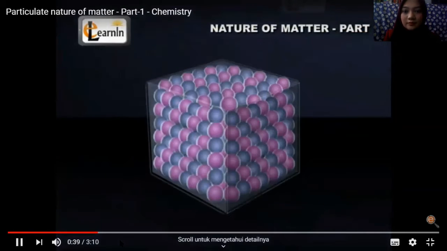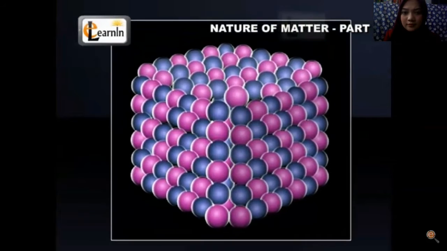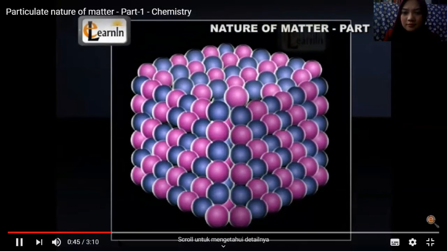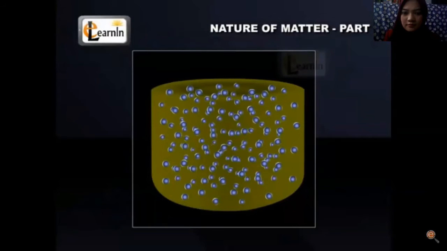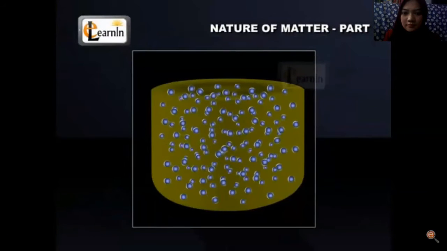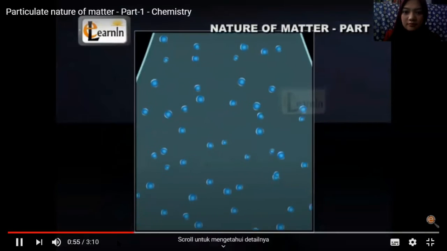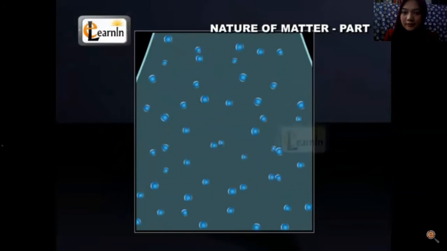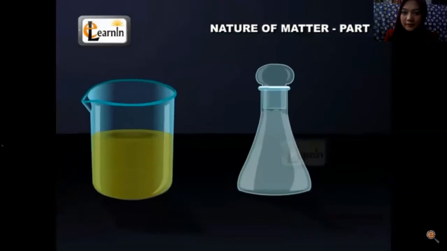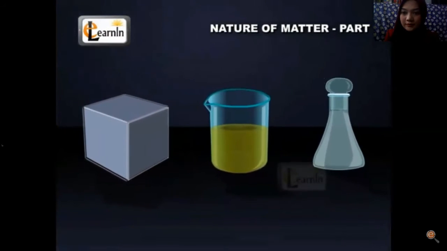In solids, these particles are held very close to each other in an orderly fashion, and there is not much freedom of movement. In liquids, the particles are close to each other, but they can move around. However, in gases, the particles are far apart as compared to those of solid or liquid states, and their movement is easy and fast. Because of such arrangement of particles, different states of matter exhibit the following characteristics.